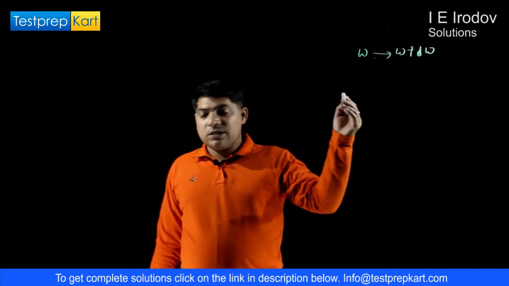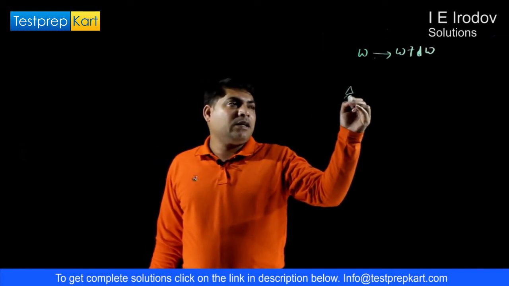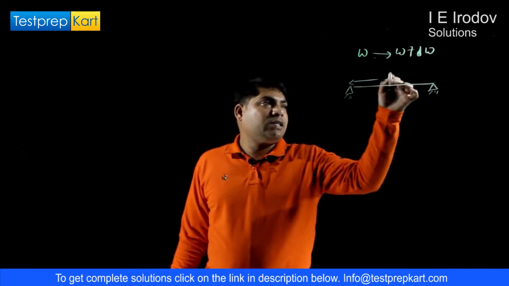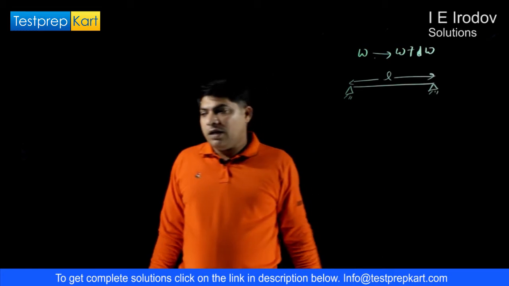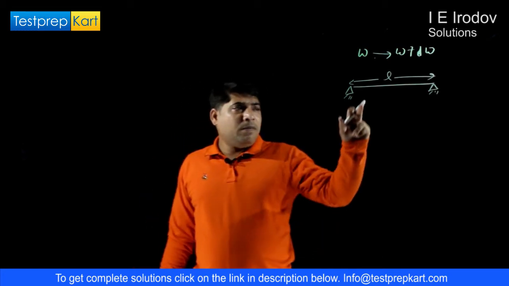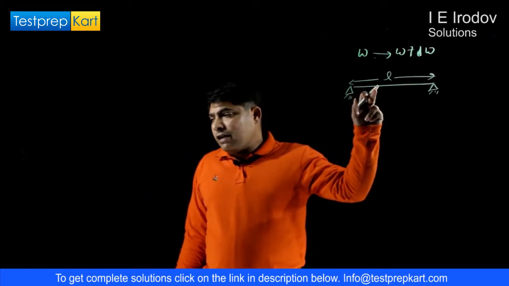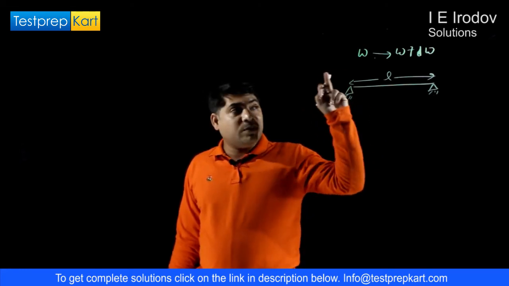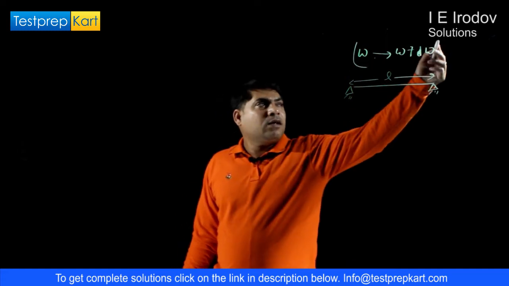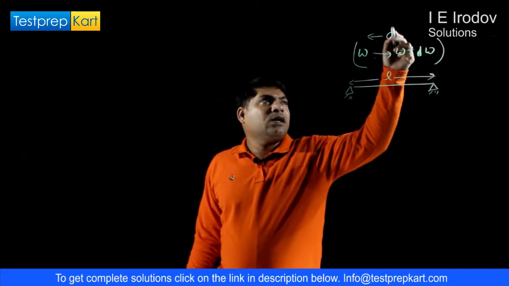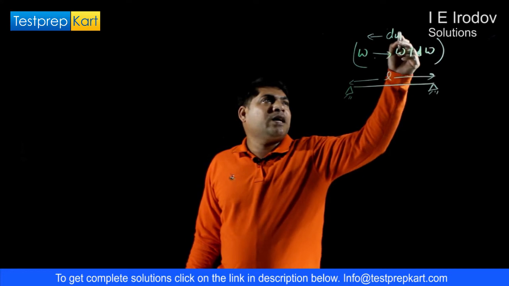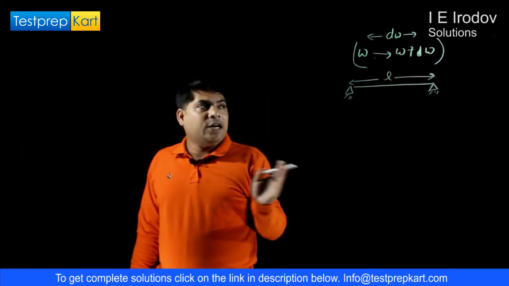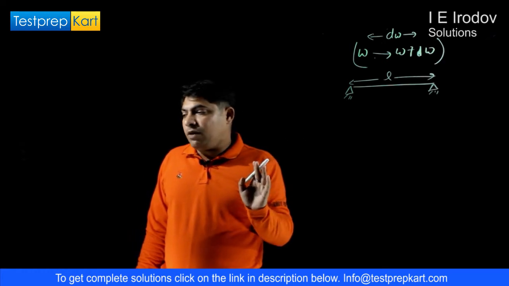So basically, suppose we have a string which is fixed at both ends, and the length of this string is L. Vibrations are taking place and we have to find the number of natural transverse vibrations in the frequency range omega to omega plus d omega. It means between this gap of d omega. And all vibrations are taking place in one plane.